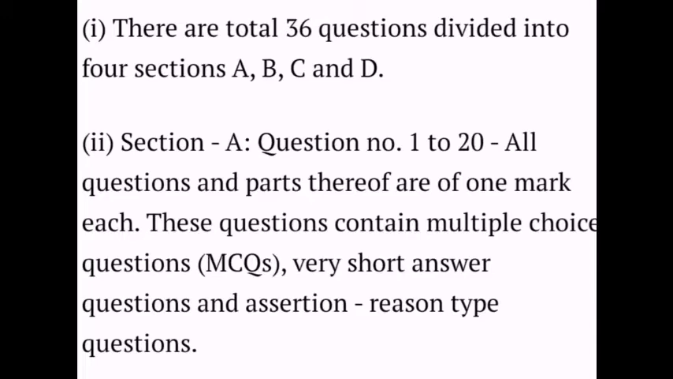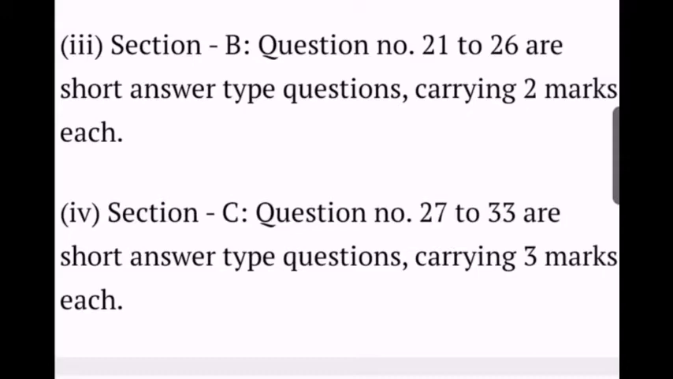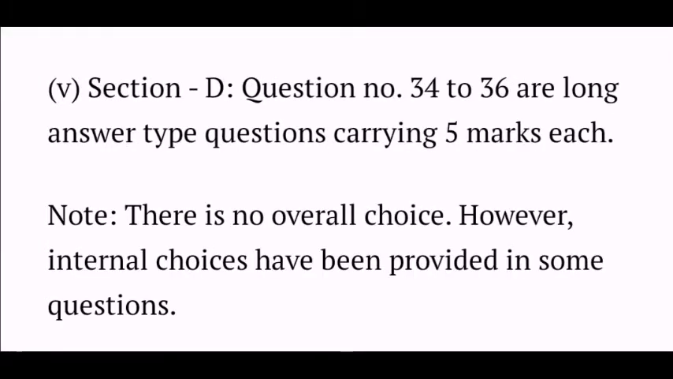Section A has 20 MCQ or very short answer questions. Section B has 6 short answer type questions which carry 2 marks each. And section C has 7 short answer type questions which carry 3 marks each. Section D has 3 long answer type questions which carry 5 marks each. There is no overall choice for each section. But internal choices are given for 11 questions.